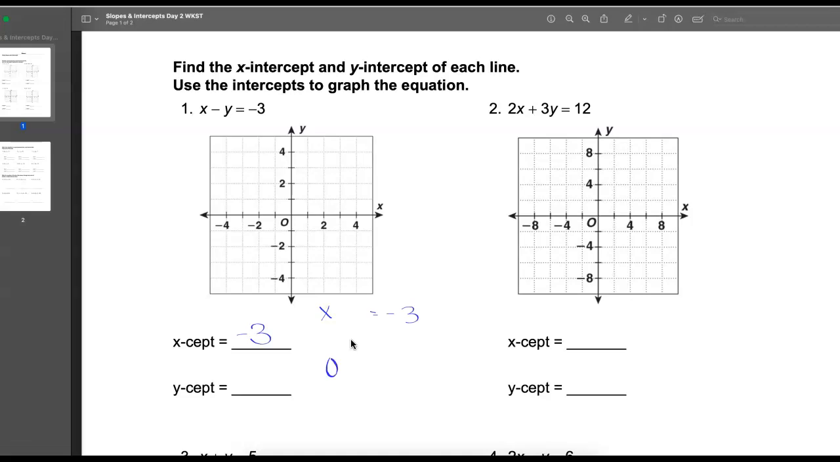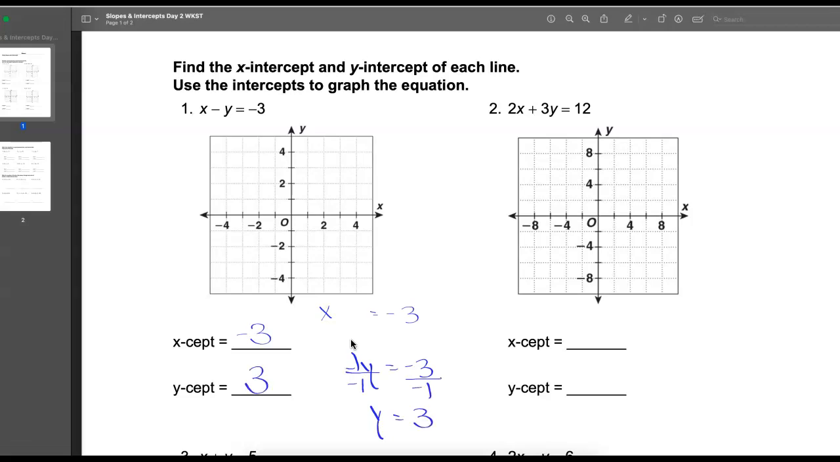So 0 minus y equals negative 3. Well, the 0 is not really there. I have negative y equals negative 3. What number is in front of the y even though we can't see it? A 1. So I'm going to divide by negative 1. Y equals 3.